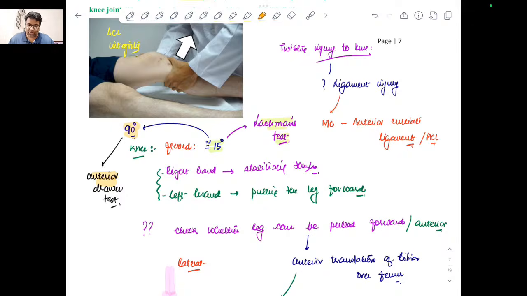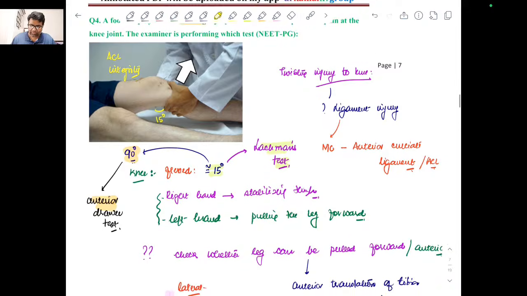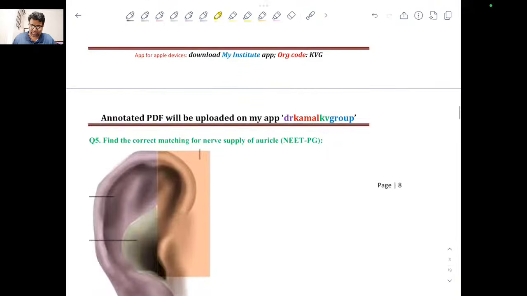So in this particular image, since the degree of flexion is around only 15 degree, we can say that this is clinical demonstration of Lachman's test, which is done for anterior cruciate ligament injury. Clear? So that's very important. So this is how you will solve this question.